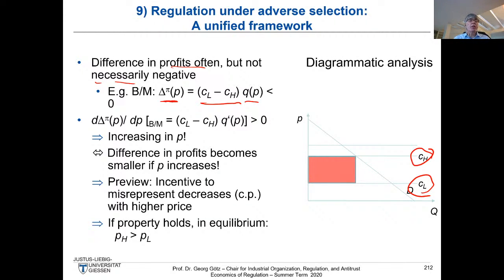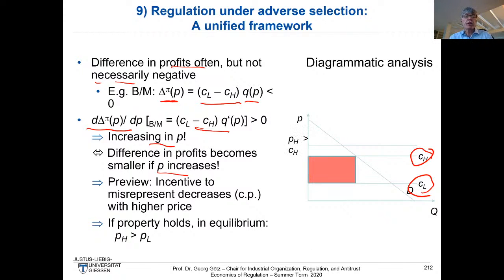And an important property which will be very relevant in what we do next is that this profit difference is increasing in P. What does this mean? Now, as this is typically a negative expression or a negative term, increasing in P means that the difference becomes smaller in absolute terms. Okay? And that's what we immediately see here.